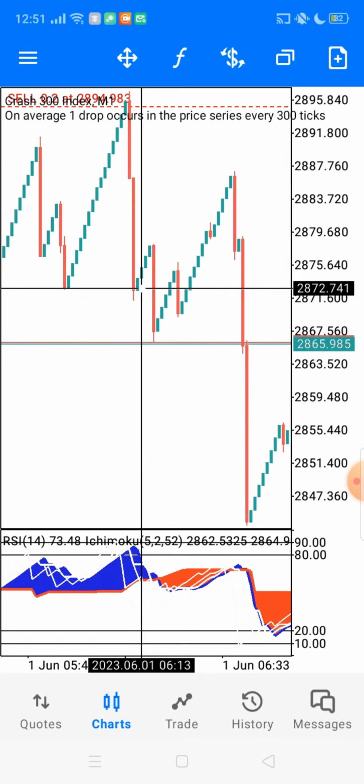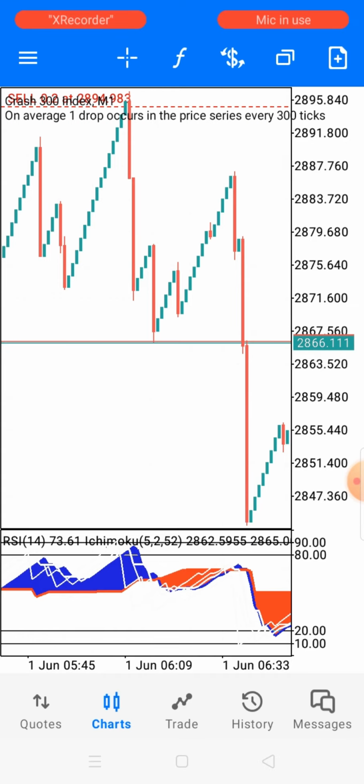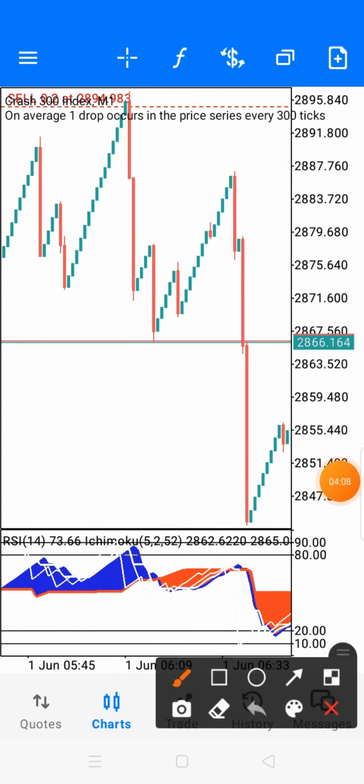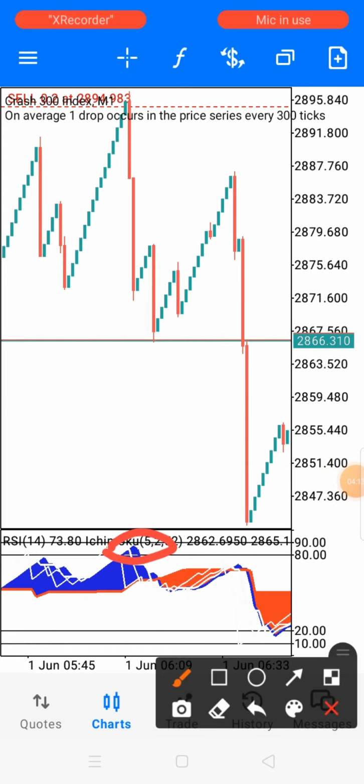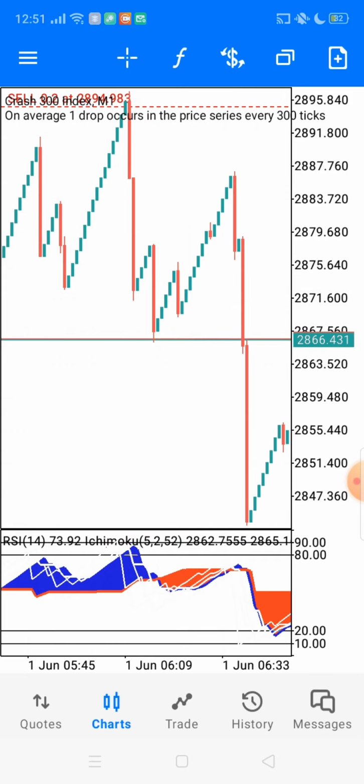I was trying to show you guys what happens when this Ichimoku gets to areas like this. You see, this is what happens, spikes upon spikes. But for you to be able to use this indicator effectively, you need to follow these two simple rules that I'm going to share with you.